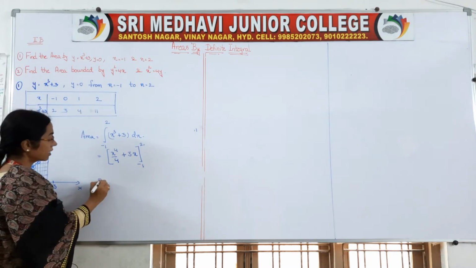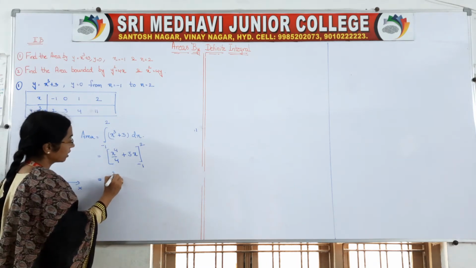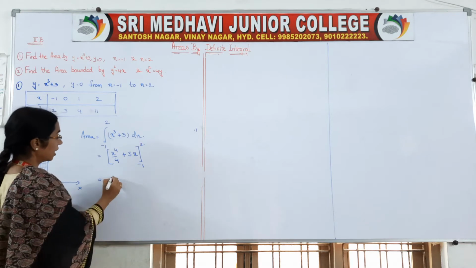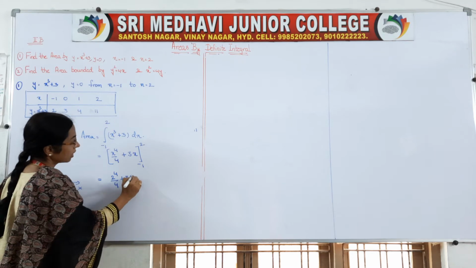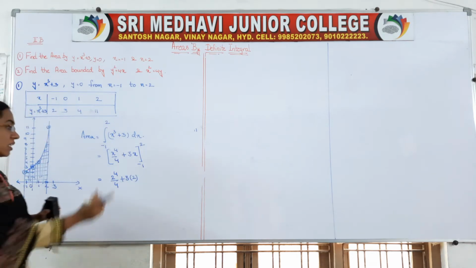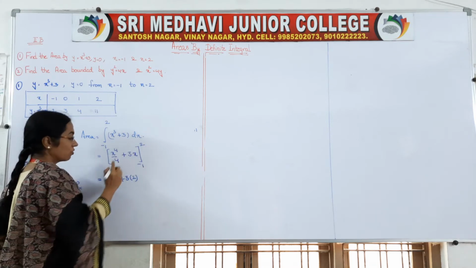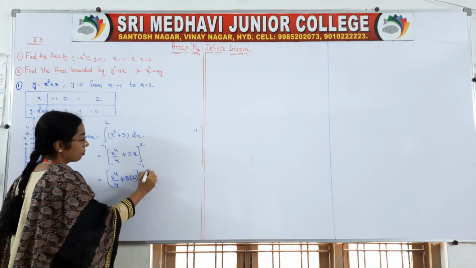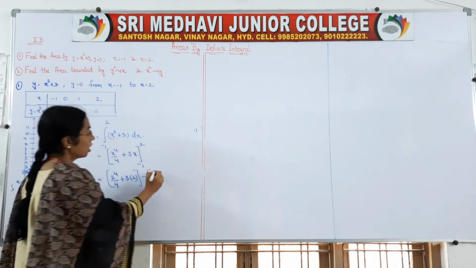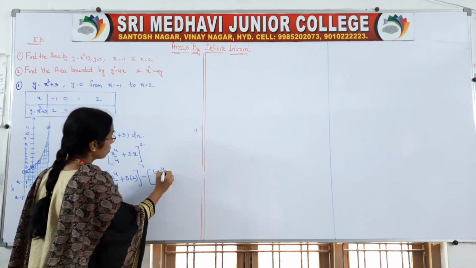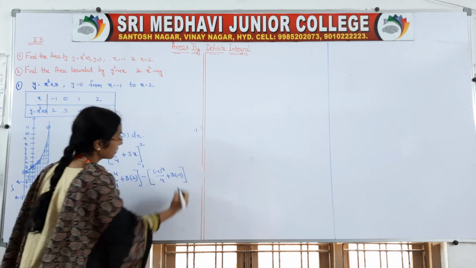Okay, so in place of x, first you substitute your upper limit, right? So it is 2 to the power of 4 by 4 plus 3 into 2. First, in the derived equation, wherever x is there, substitute your upper limit, right? Minus, in the given equation, wherever x is there, you substitute your lower limit. Minus 1 to the power of 4 by 4 plus 3 into minus 1.